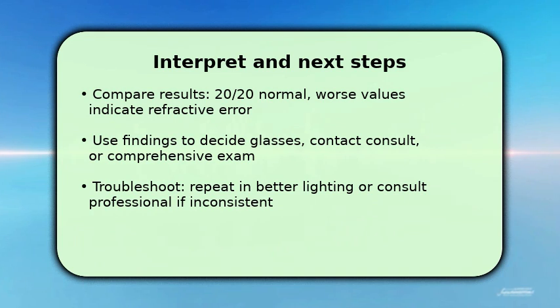Once you know approximate eye power from visual acuity trends, use that to decide if you need a formal refraction by an optometrist, trial lenses, or an updated prescription. If results vary between trials, repeat the test in steadier lighting and distance. And if they remain inconsistent or symptoms persist, seek professional evaluation.